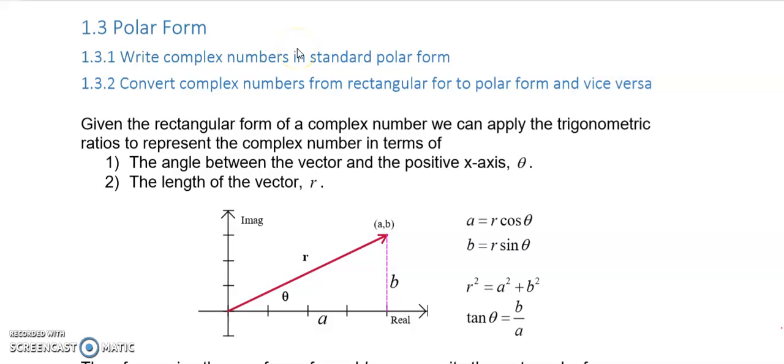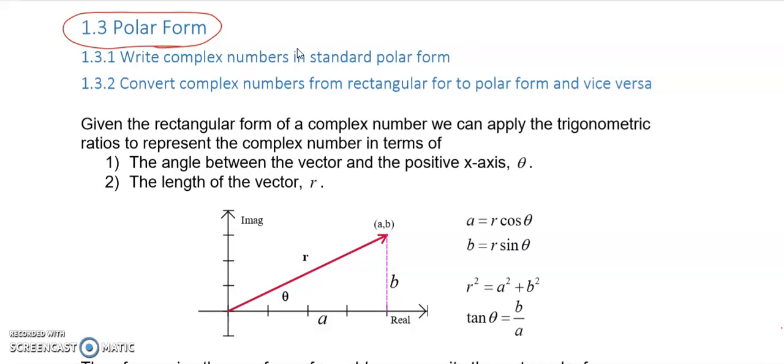Okay, welcome to today's lesson on complex numbers. Today we're going to look at a different form of a complex number. The form we've previously seen was called rectangular form. Well, today we're going to learn about a new form called polar form.